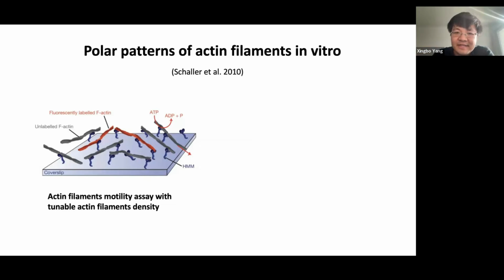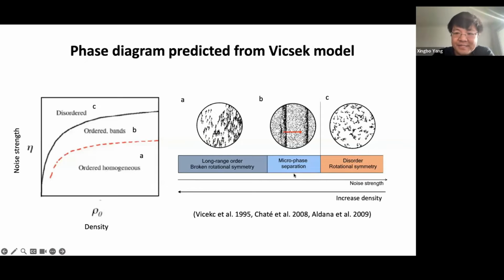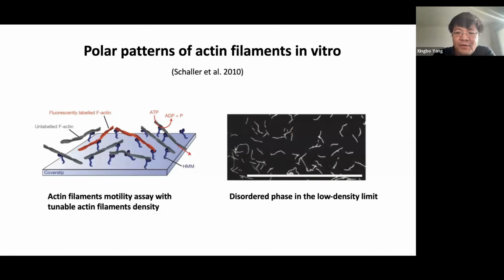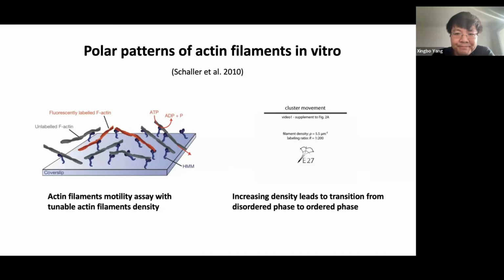And then they can tune the density of the actin filaments and see what happens, right? The model has a prediction: if you increase the density, you would go from a disordered phase into an ordered phase, or you decrease the noise, which is definitely more difficult to tune. So you can tune density and test the model predictions. First, if you have a very low density, just a few actin filaments, you have a disordered phase. Now if you increase the density, let's see what happens.